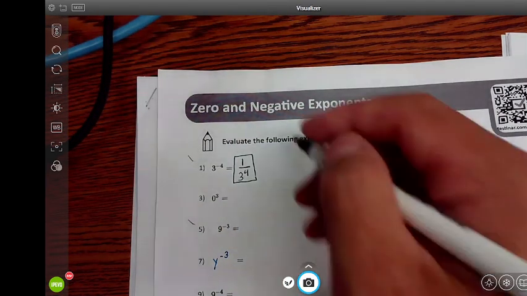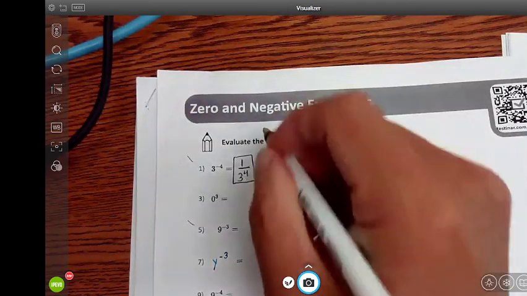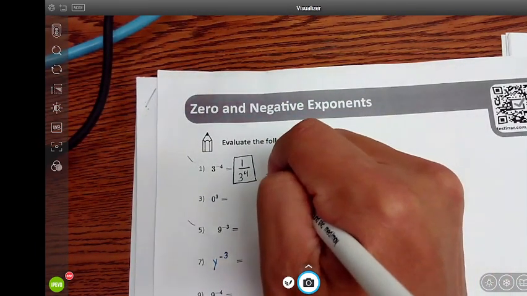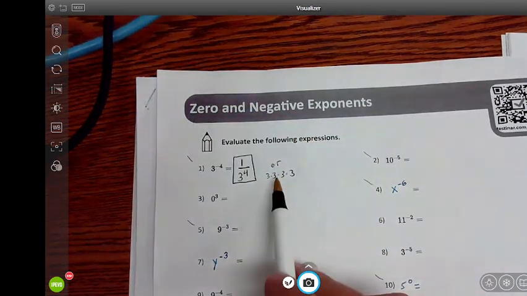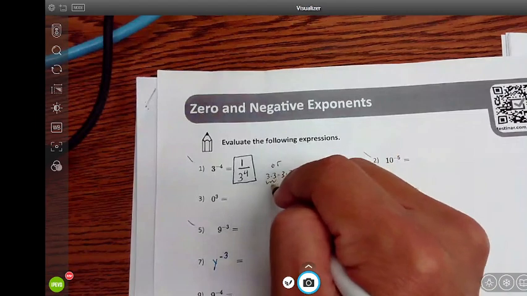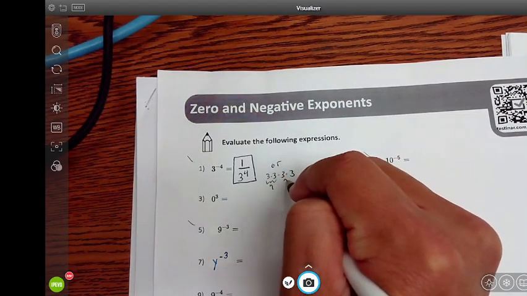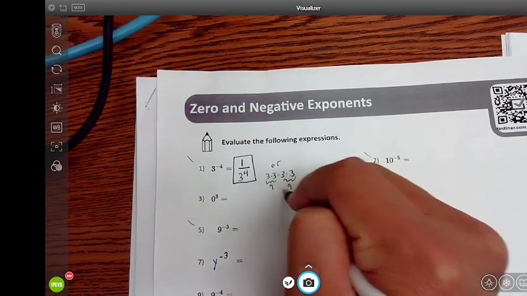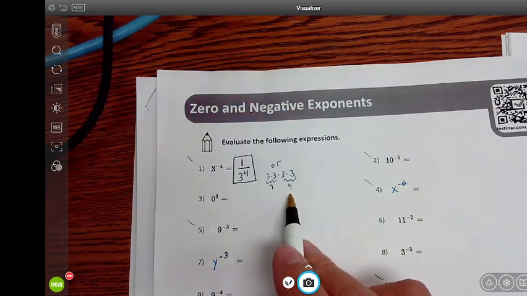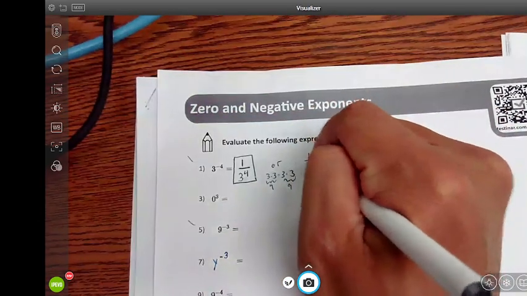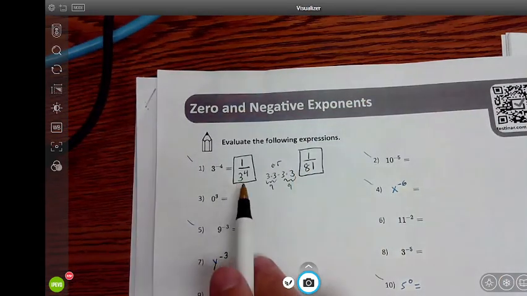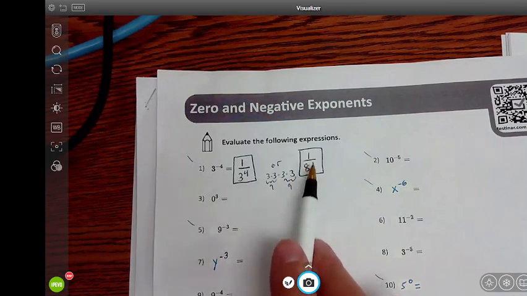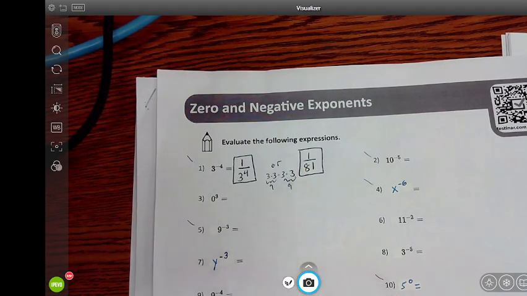And you might also see it written like this if you know that 3 times 3 times 3 times 3 is 3 to the 4th. This right here is 9, and this is 9. So basically 3 to the 4th is 9 times 9, that's 81. So this is also the same as 1 over 81. 1 over 3 to the 4th, and 3 to the 4th is 81, so 1 over 81. Let's go ahead and look at number 2.